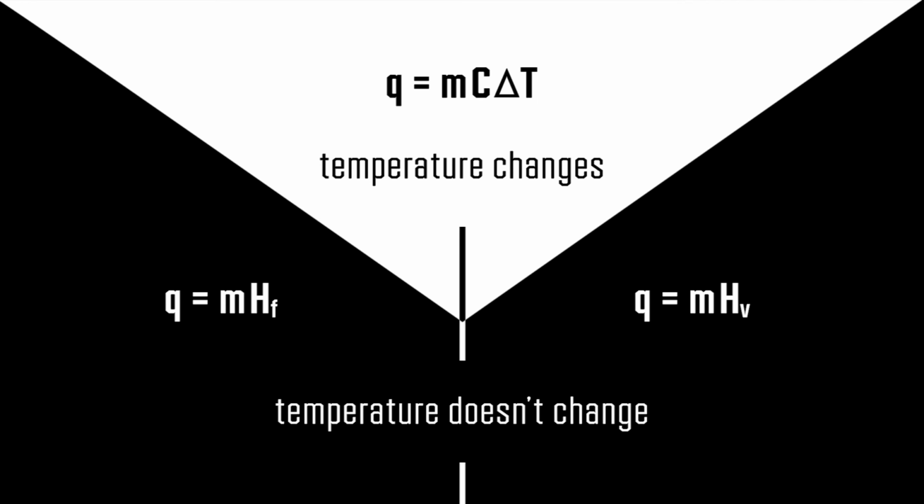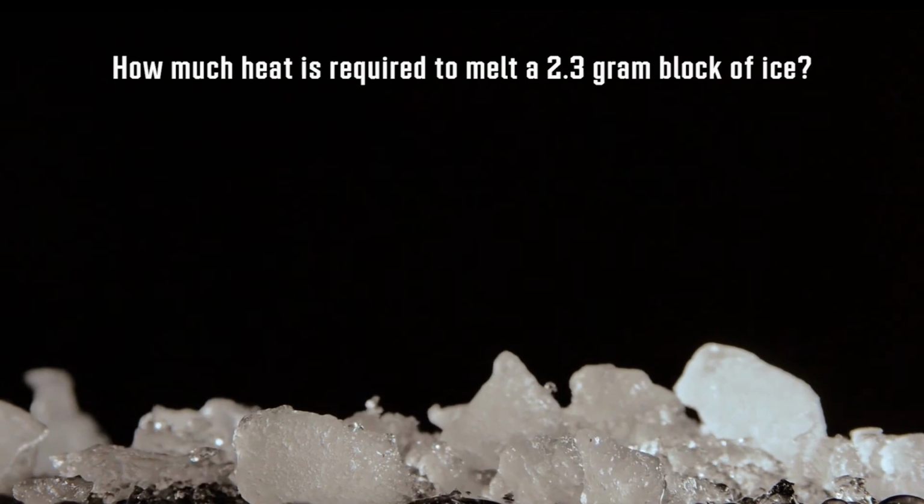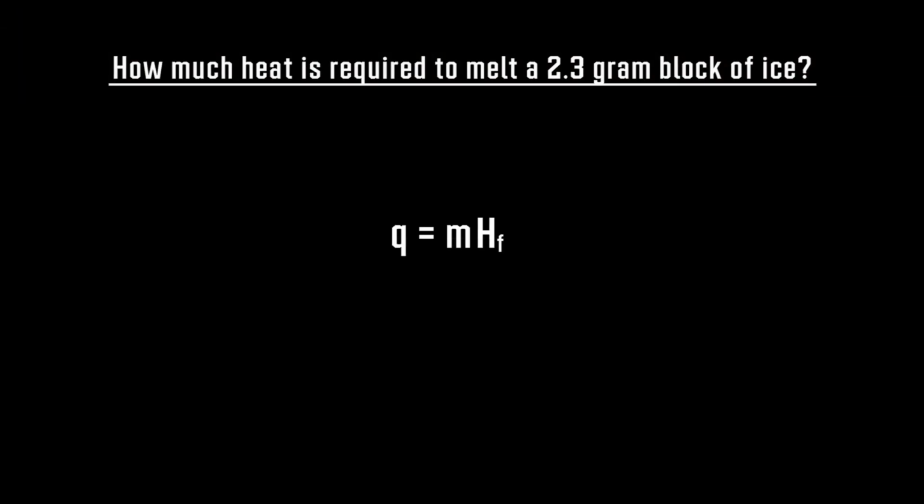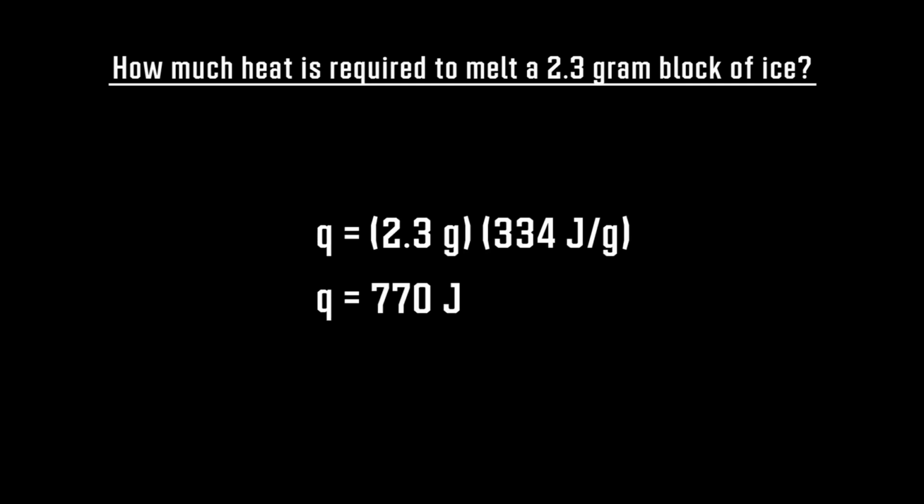So let's finish with a quick example. How much heat is required to melt a 2.3 gram block of ice? Here we're melting, so a phase change from solid to liquid, which means we need to use the heat of fusion. It asks for the heat required, so we're looking for Q. Now plug in the other values. The mass is 2.3 grams, the heat of fusion is 334 joules per gram. We multiply, and our final answer is 770 joules, correct to 2 sig figs.